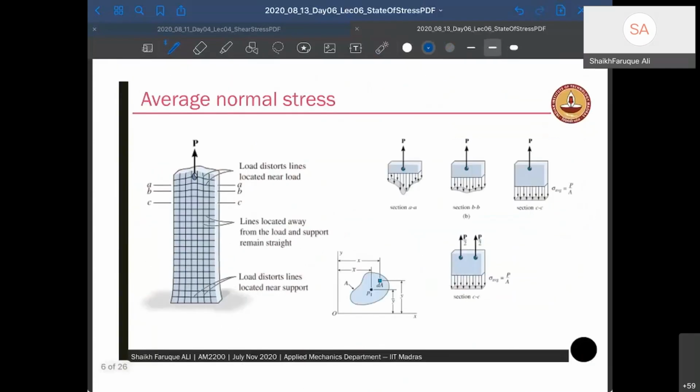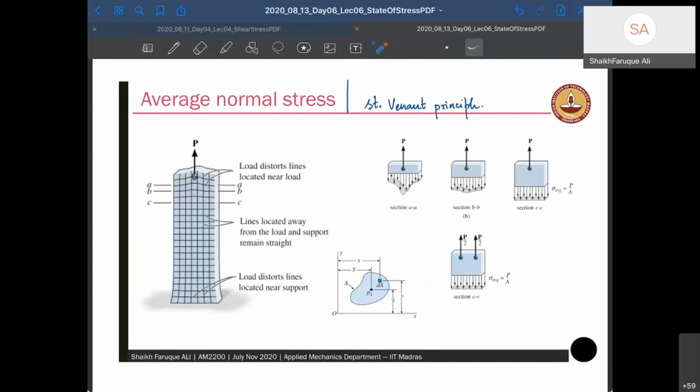We also discussed average normal stress, where we said that Saint-Venant's principle applies. We showed Saint-Venant's principle with a classroom demonstration, and we all saw that the stresses will be higher and non-uniform near where the load is acting, but stresses will gradually become uniform as you go away from the location of application of load.